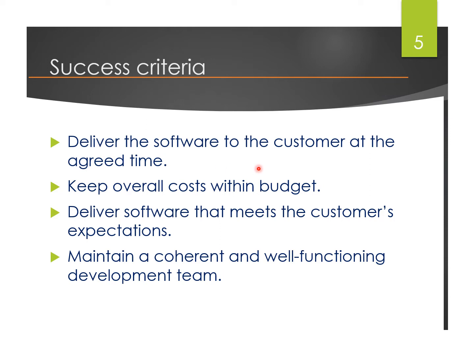All right. So how do you know that a project has achieved its objective, or what are the criteria? Okay, the marking scheme to make sure that the project is successful. So these are some of the criteria that you can refer to. We have to make sure that the software is delivered to the customer within the agreed time, within the budget, meeting the customer expectation, and maintaining a coherent and well-functioning development team. Right, so the first three are more on the customer side. The last one is more on the development team side.